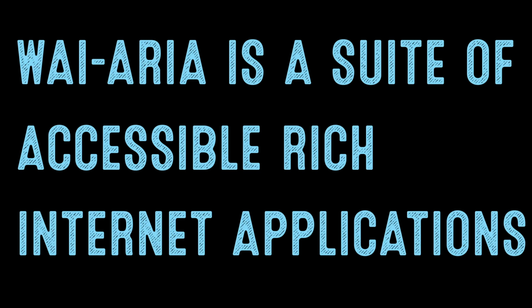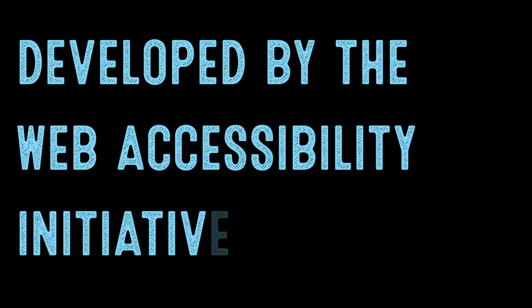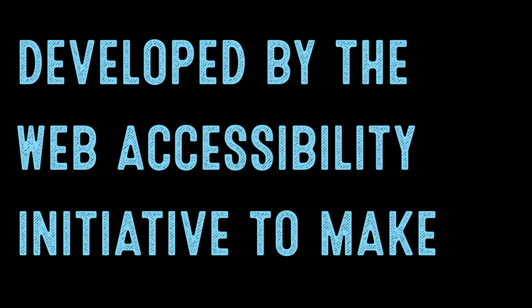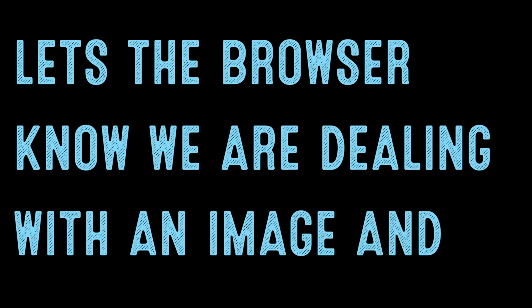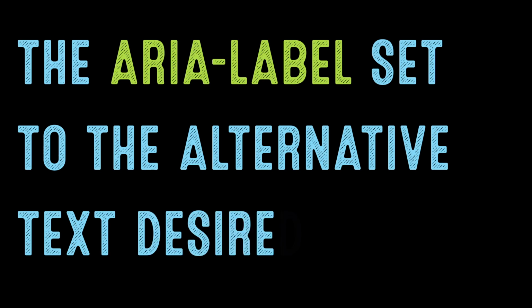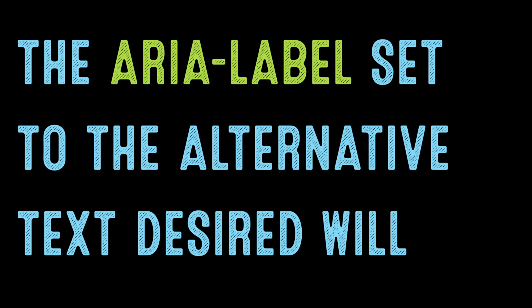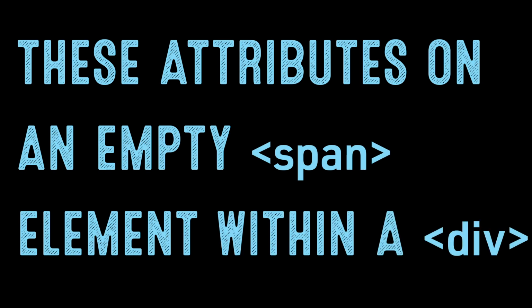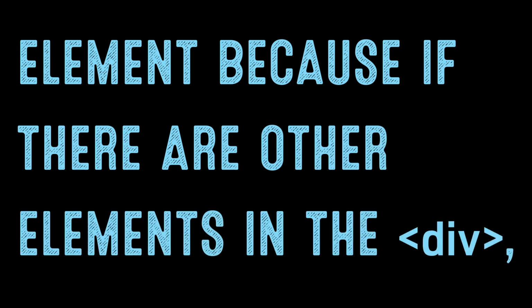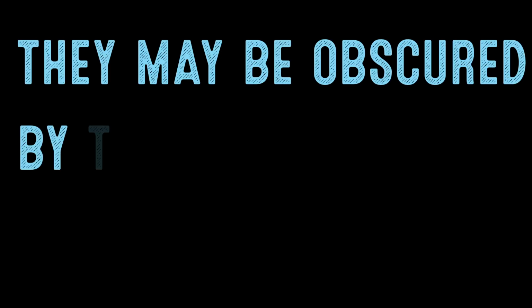WAI-ARIA is a suite of accessible rich internet applications developed by the Web Accessibility Initiative to make web content more accessible. The role attribute set to image, img, lets the browser know we are dealing with an image, and the aria-label set to the alternative text desired will tell the browser the content of the image. It is best to set these attributes on an empty span element within a div element, because if there are other elements in the div, they may be obscured by the aria-label.